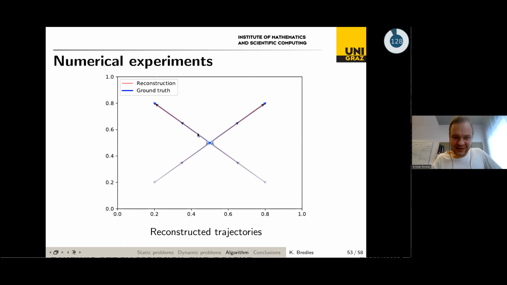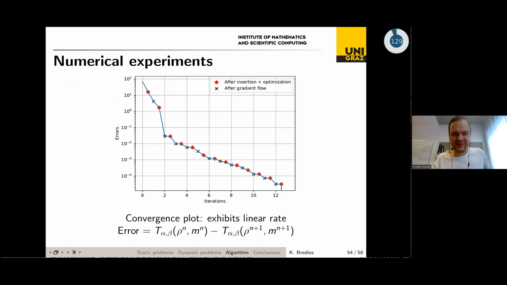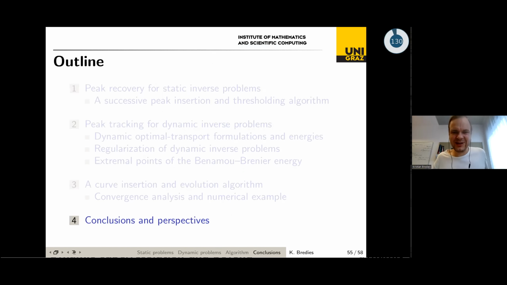Here you can see the ground truth curve and, yes, a little bit of bump, and maybe higher order approaches would help here. Again, we have nice convergence of the algorithm.